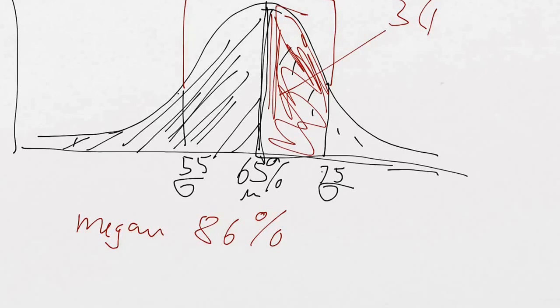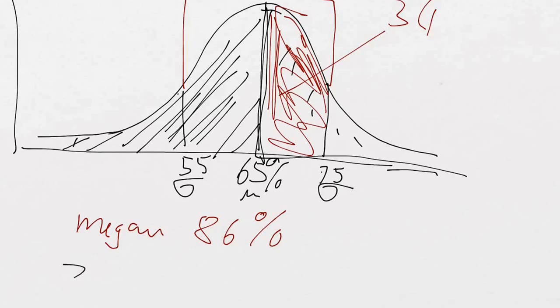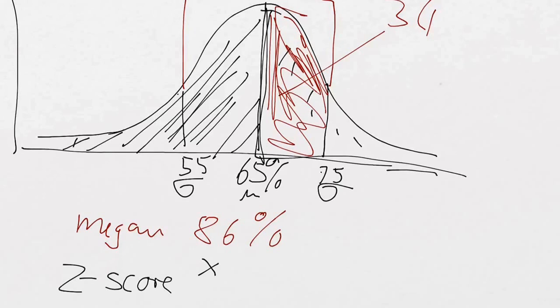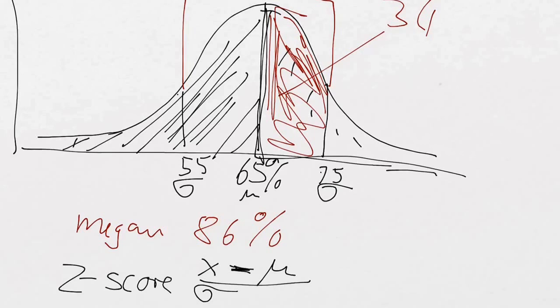I now want to determine how many standard deviations she is away from the mean. And there's a very simple trick for that. This is called the Z-score. The Z-score is defined as the individual result, we call it X, minus the population mean, divided by the standard deviation.